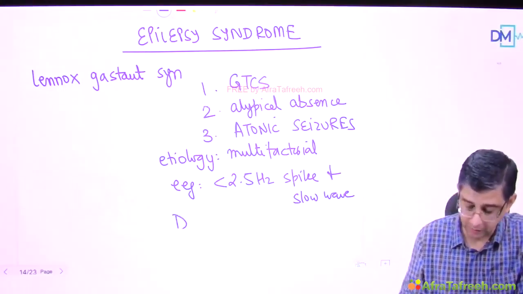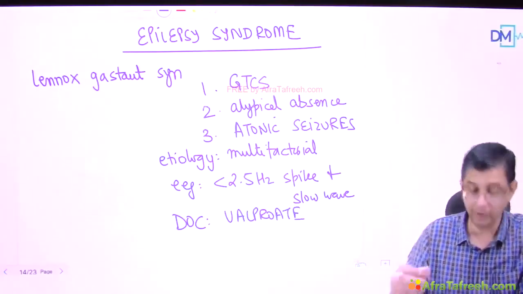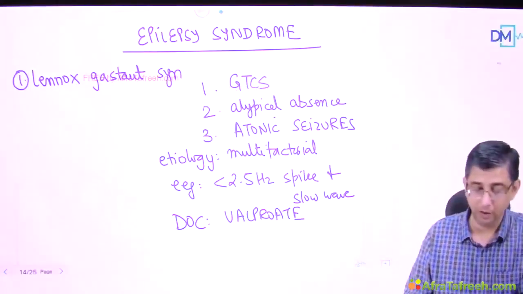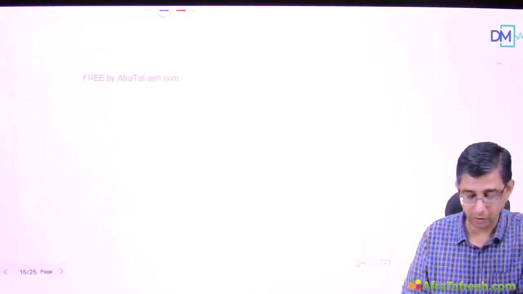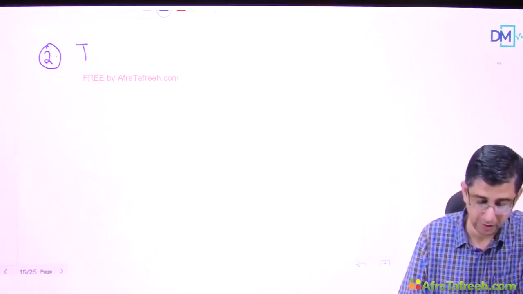The drug of choice for this condition is sodium valproate. If required, we can add additional drugs also, but usually in the epilepsy world we try to prefer monotherapy for our patients. I will now be comparing Lennox-Gastaut syndrome with the second epilepsy syndrome that is called Janz's syndrome.